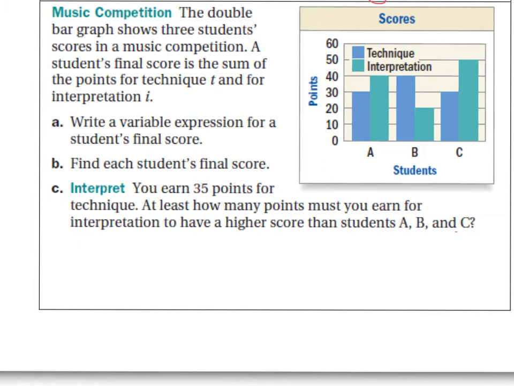Music competition. The double bar graph shows 3 students' scores in a music competition. A student's final score is the sum of the points for the technique T and for interpretation I.